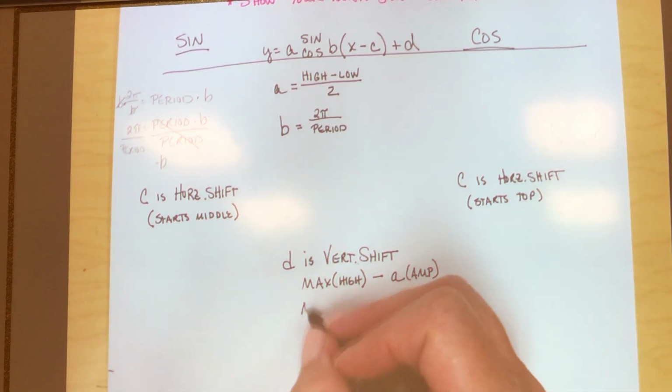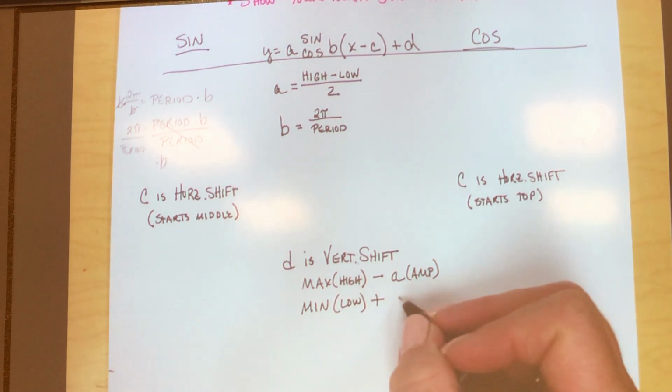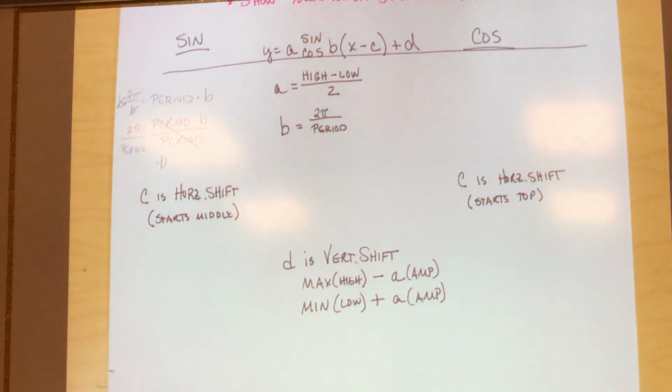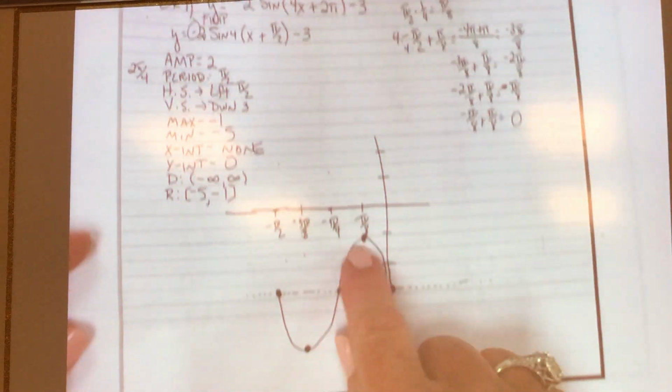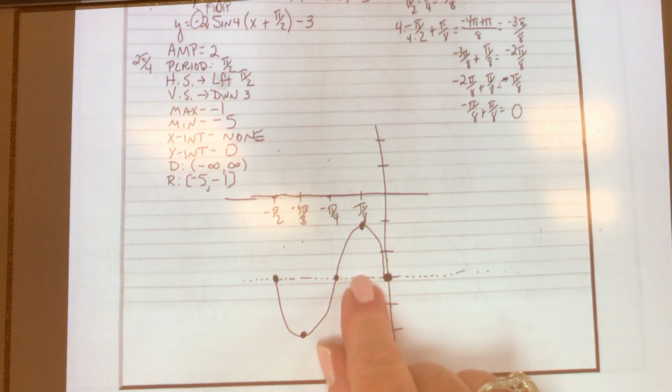Or it's the min, which is the low, plus A, which is the amplitude. Add it. Plus it. Minus. All right, so everybody got it? Does that make sense to you? If you take the maximum and you take the amplitude, y'all listen to the definition of the amplitude.